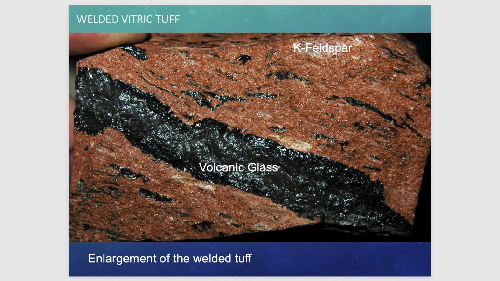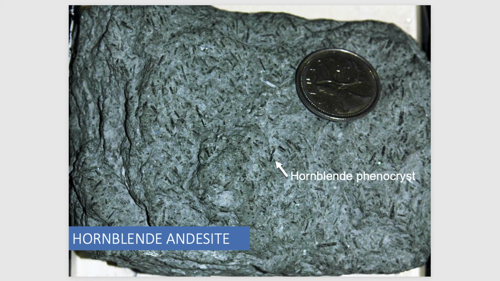If you instead have crystals that are so abundant, you will call this, rather than a vitric tuff or a welded tuff, more likely a crystal tuff like this. And so if it's andesitic in composition, it could be also lava. So depending on really the weight of the specimen, you can quite often differentiate between a rock and a tuff.